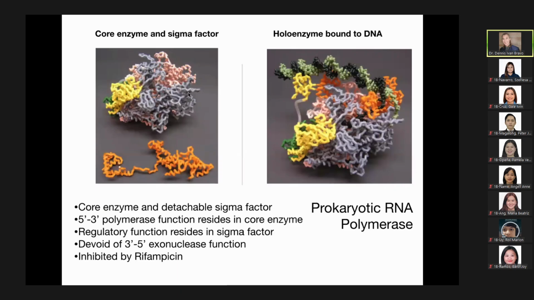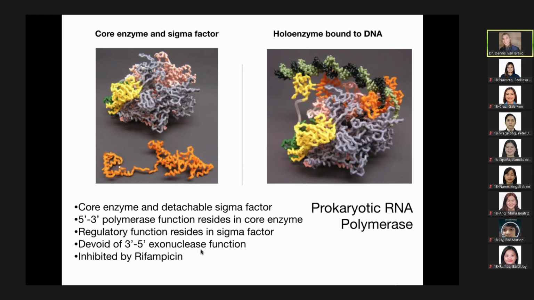As the model shows here, it is composed of the core enzyme, plus there is the detachable sigma factor. So they have to be together initially for them to locate and bind the gene that needs to be transcribed. The 5' to 3' polymerase function resides in the core enzyme, while the sigma factor is regulatory in function.